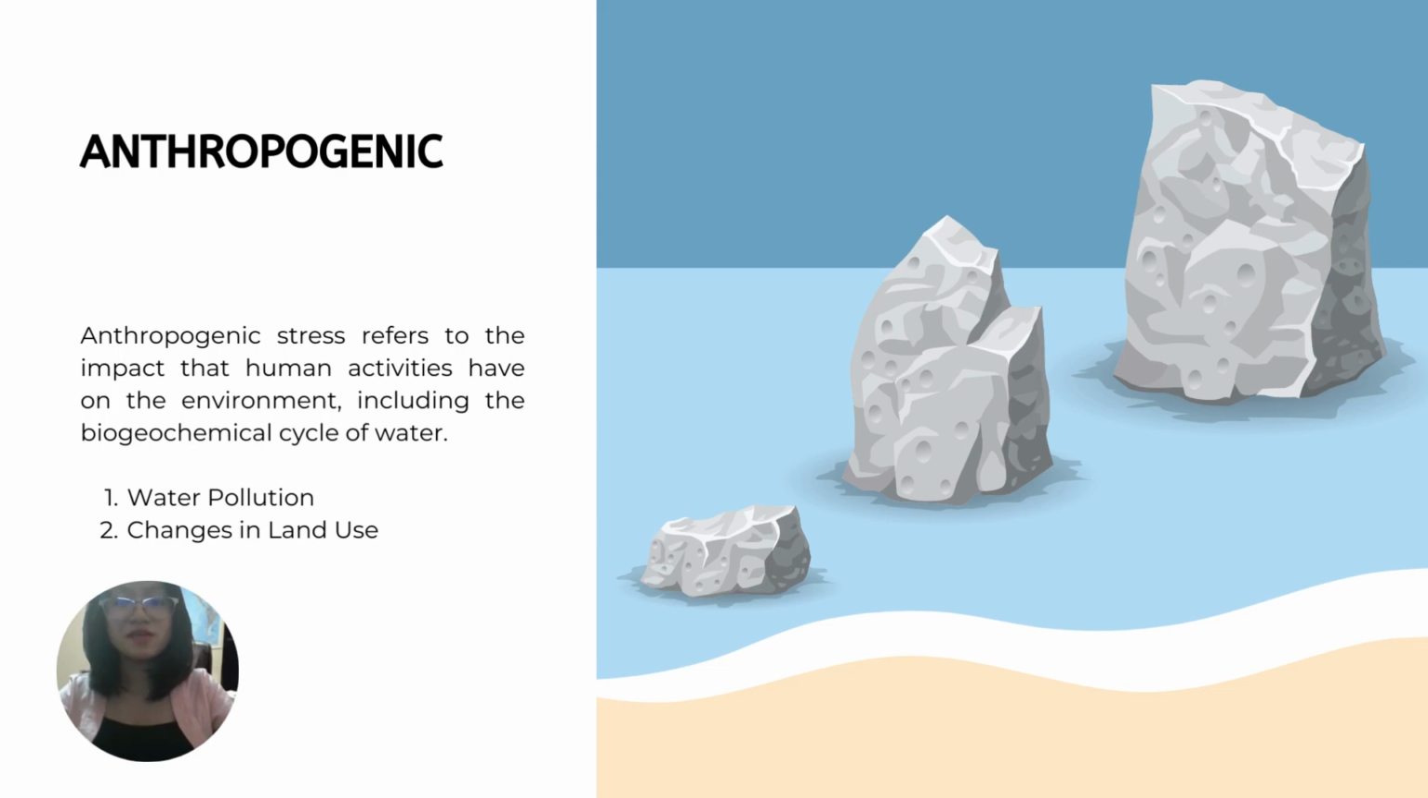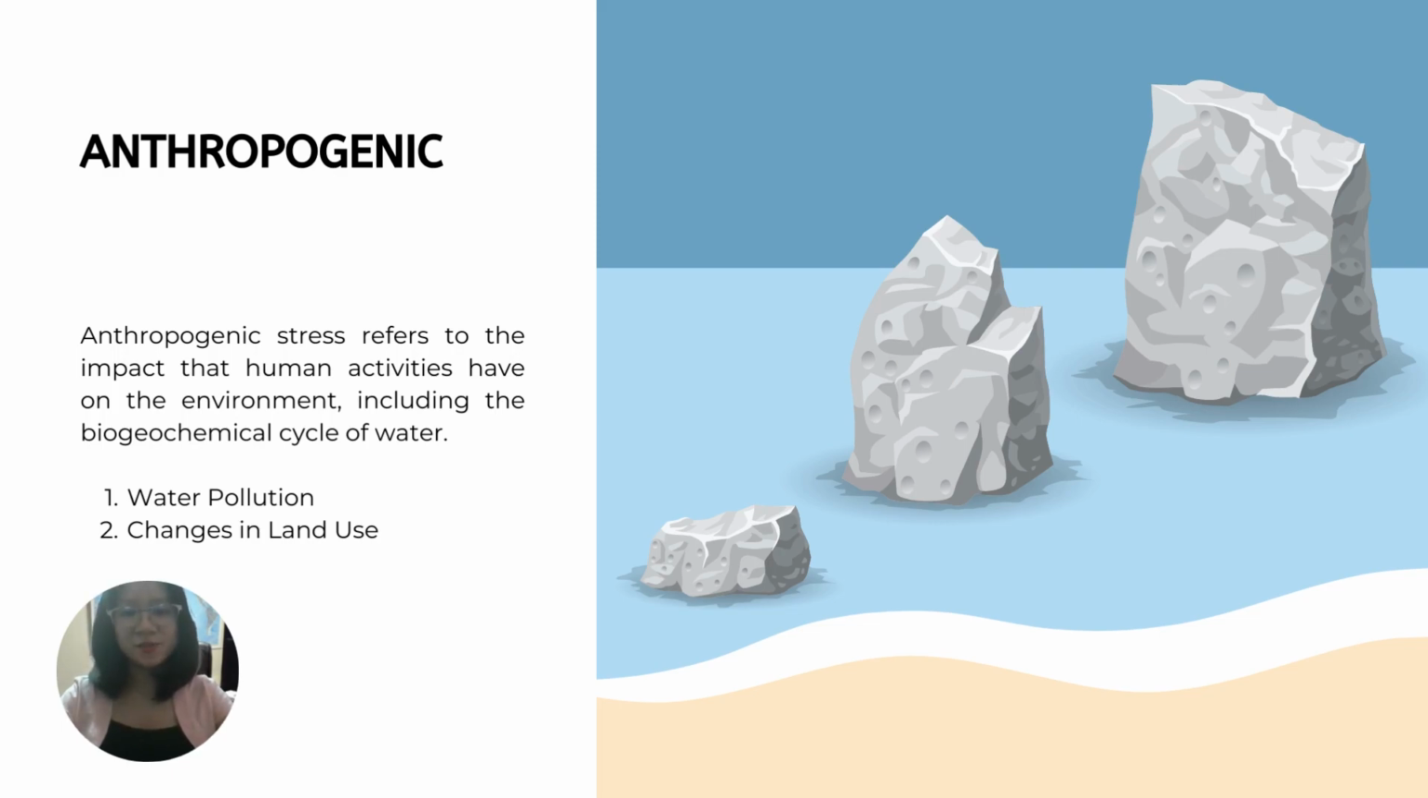One of the most significant ways that human activities have impacted the water cycle is through water pollution. Industrial and agricultural activities often release toxic chemicals and pollutants into waterways, which can have devastating effects on aquatic ecosystems and the communities that depend on them. In addition, urbanization and deforestation can lead to increased runoff and erosion, which can further degrade water quality and reduce the availability of freshwater resources.